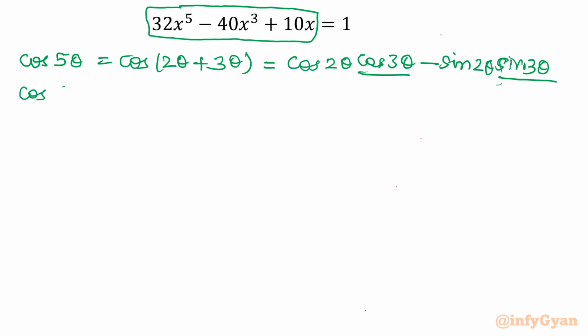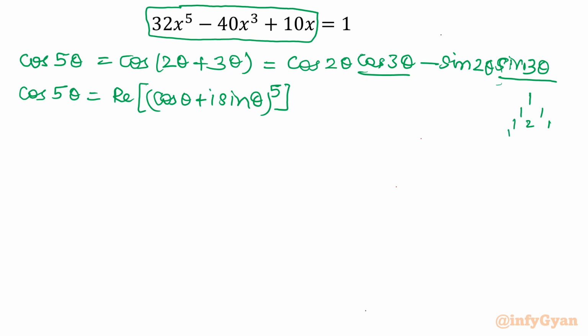I am using complex numbers. Cos 5θ would be the real part of (cos θ + i sin θ)^5. De Moivre's theorem is what I am targeting. Now in this expansion, because of power 5, I need the coefficients. So Pascal's triangle: 1 2 1, 1 3 3 1, 1 4 6 4 1, and the last row is 1 5 10 10 5 1. So the coefficients are ready.